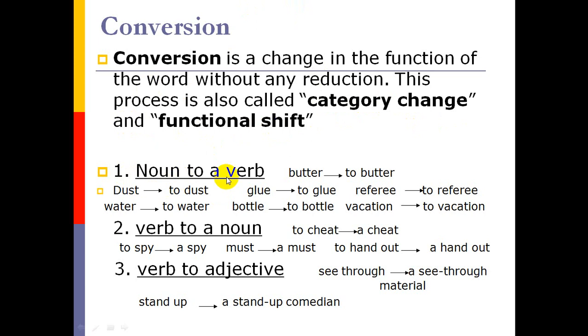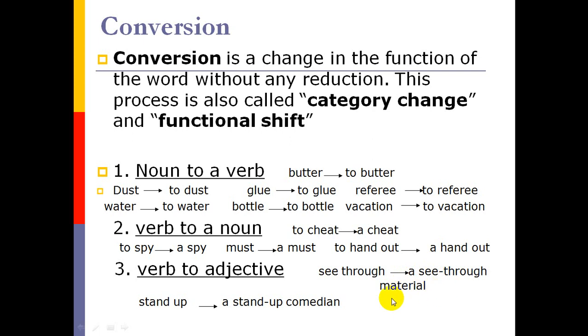Number one, noun to a verb. Butter to butter. Dust to dust. Glue to glue. Referee to referee. Water to water. Bottle to bottle. Vacation to vacation. All these are nouns that are converted to become verbs. Good. Number two, verb to a noun. To cheat, a cheat. To spy, a spy. Must, a must. To hand out, a handout. These are verbs that are used as nouns. Three, verb to adjectives. See through, we can say a see-through material.